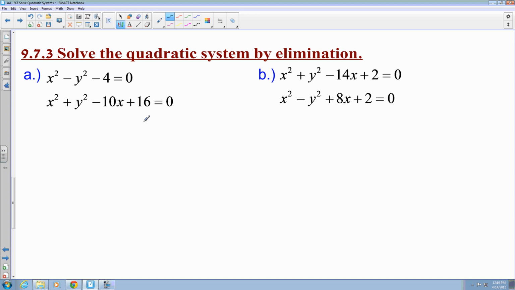These last two examples allow us to use the elimination method. This is where you take both of your equations and then add them together. Ideally, you want to take ones that have opposite values and the same coefficient. One's a negative y squared and the other one's a positive y squared. So what I can do now is add those two equations together, which gives me 2x squared minus 10x plus 12 equals 0.